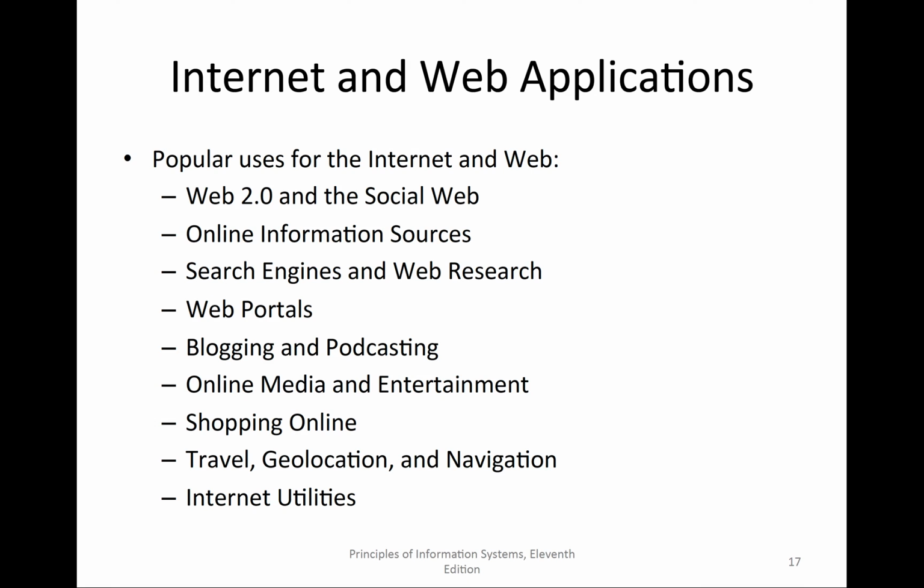So, internet and web applications: popular uses for the internet, Web 2.0 and the social web, online information sources, search engines and web research. Search engines, and you can name Google as the most popular one, but there are also other search engines. Web portals, blogging and podcasting, online media and entertainment, shopping online, travel, geolocation, navigation, and internet utilities.